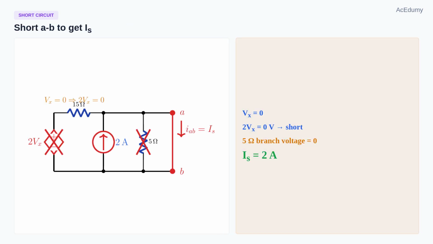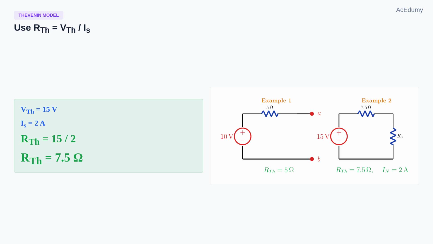For the short wire method, short terminals A and B, the terminal voltage Vx becomes 0. That makes the dependent voltage source 2Vx equal to 0 volts, so it acts like a short circuit, and the 5 ohm branch also has 0 volts. The 2 amp current source now sends 2 amperes through the short. The short circuit current is 2 amperes.